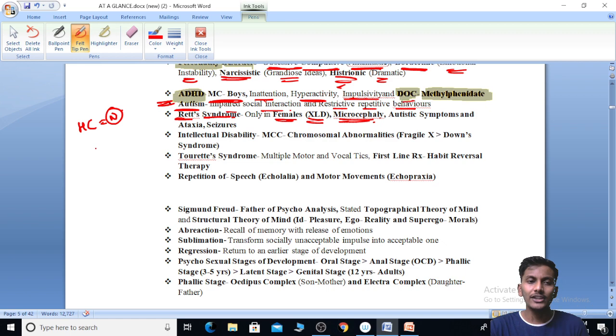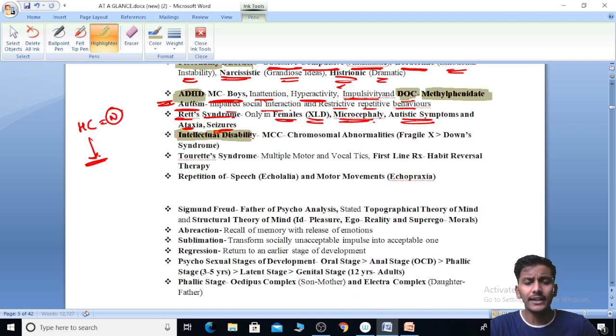But as the child grows, as the girl grows in age, what happens? The rate of head circumference growth decreases. Decelerated head circumferential growth is seen. That leads to microcephaly. Next, there would be autistic symptoms. There would be ataxia and there would be seizures in this child. Okay, Rett syndrome.